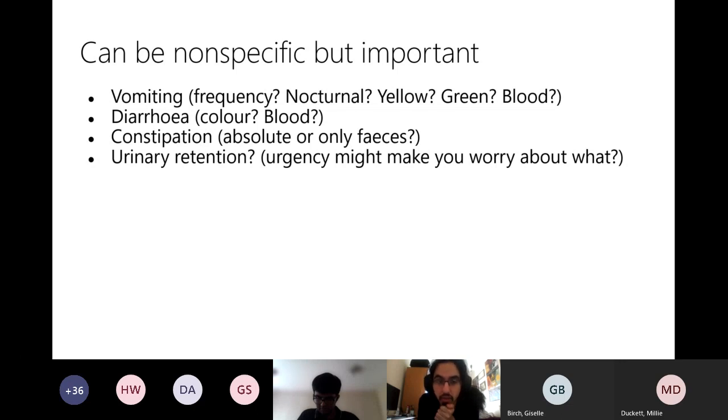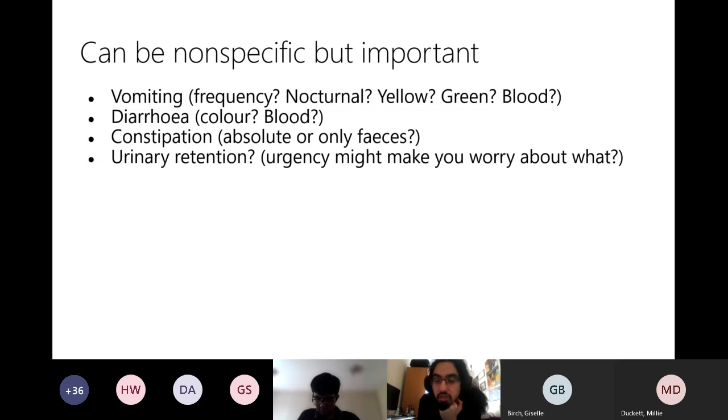Cauda equina can cause retention, but mainly incontinence. Usually it's back pain rather than abdominal pain, so it's more of a back pain problem. And then if it's somebody with abdominal pain, they've got urinary urgency and frequency, what might you worry about then? So abdominal pain, and they're polyuric, they're having to go very, very frequently. Yep, UTI, pyelonephritis.